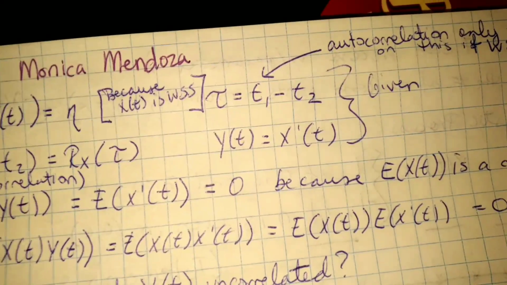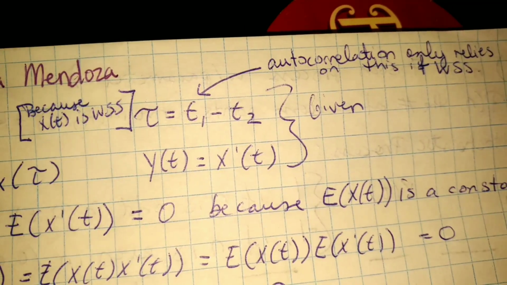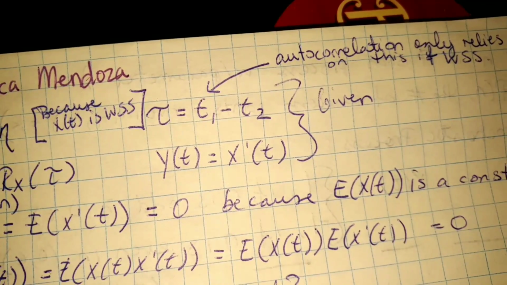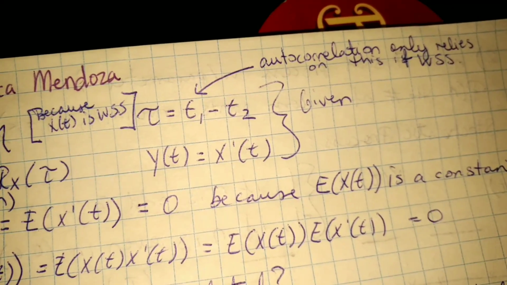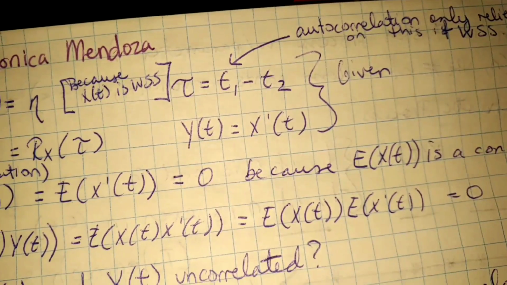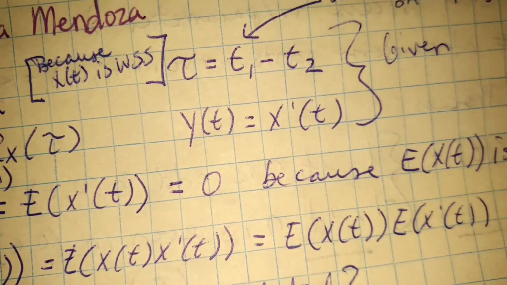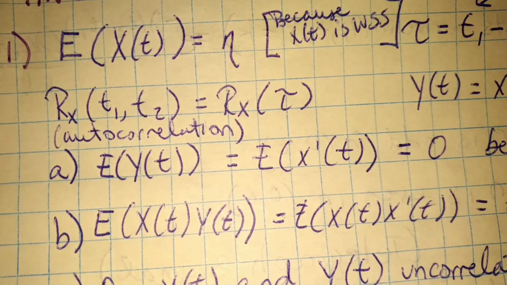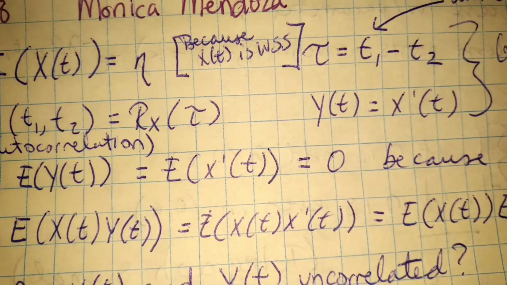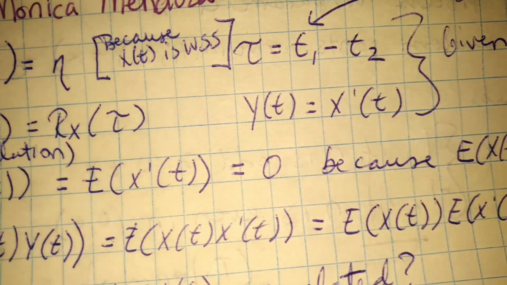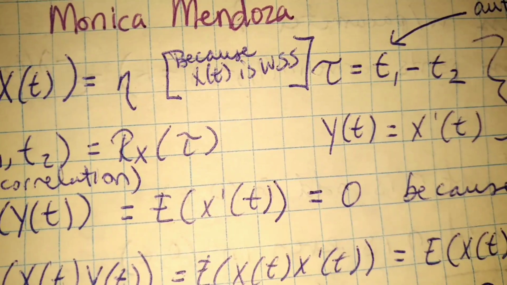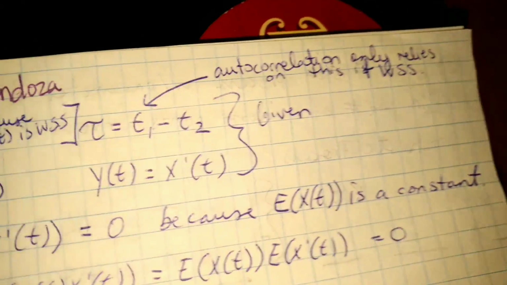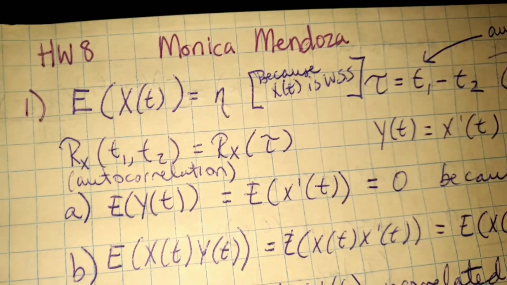We also know that in a wide sense stationary situation, the autocorrelation is only reliant on t1 and t2. And we're also given the function y of t is equal to x prime of t. So the first part of the question asks us to find the mean of y of t. That's equal to the expectation of x prime of t, and we know that x prime of t has to be 0 because x of t is a constant. So the answer for the first one is 0.